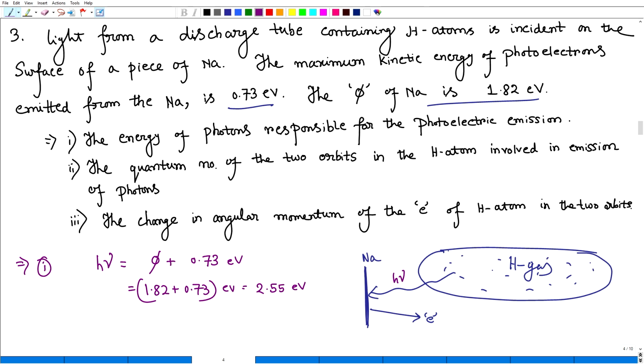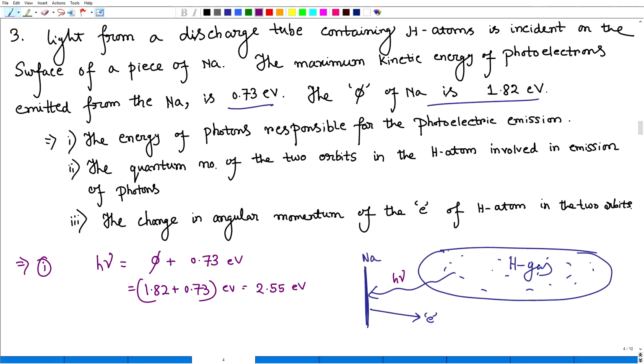During that process, we know the amount of energy required for kicking out the electron from the metal surface is called the work function, that is 1.82 electron volt, and after coming out from the metal surface, the rest of the energy of the photon is utilized for the kinetic energy of that electron, which is 0.73 electron volts. So, straightforward. So, first question is done.